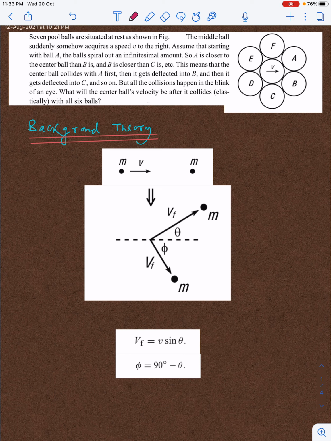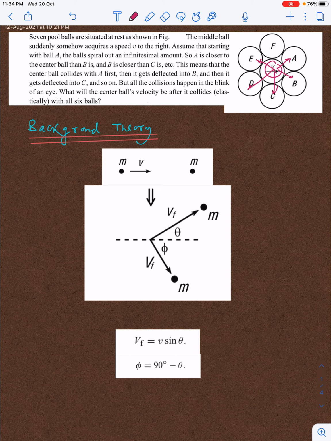And they are saying to assume that, starting with ball A, the balls spiral out an infinitesimal amount. So A is closer to the center ball than B, and B is closer than C. So that means in this question, they are trying to reflect the fact that first this middle ball will collide with A, and after deflection it will collide with B, then with C, then with D, then with E. So this is the most important concept to understand while you are reading the question.